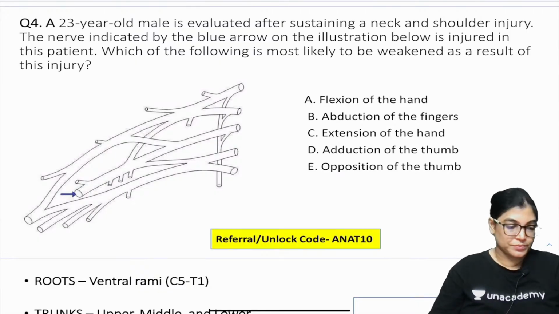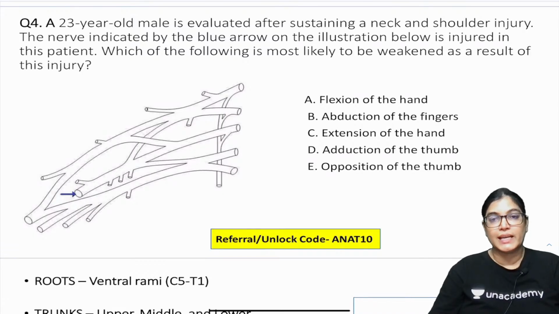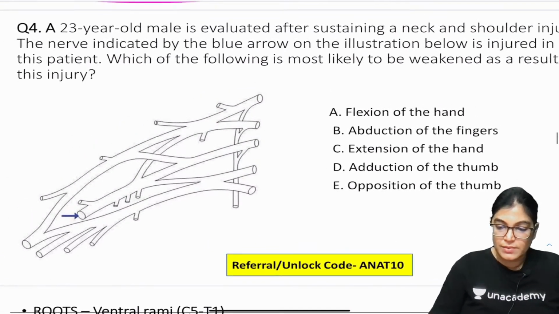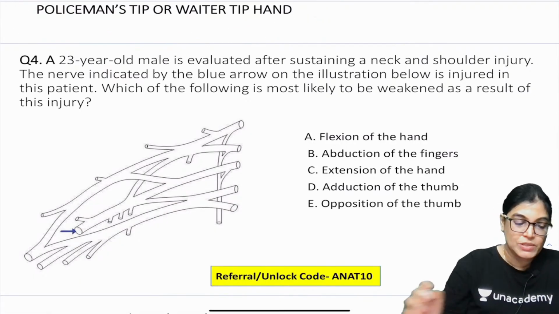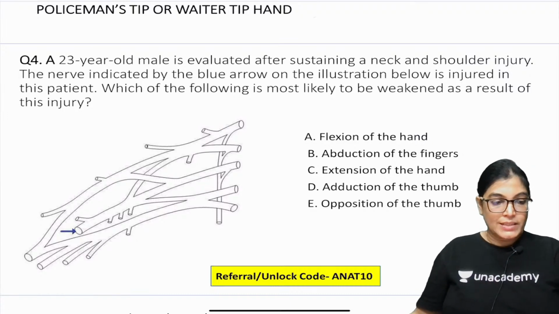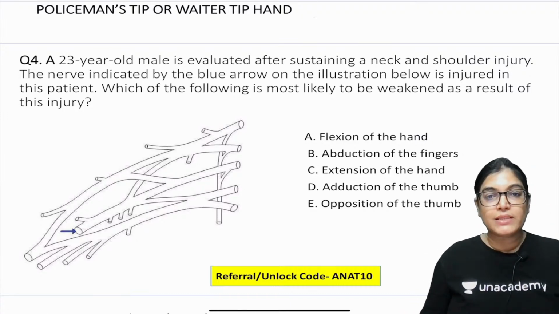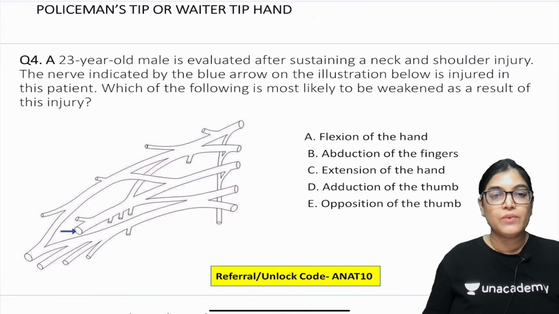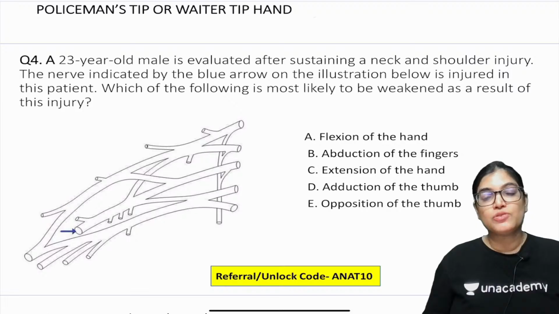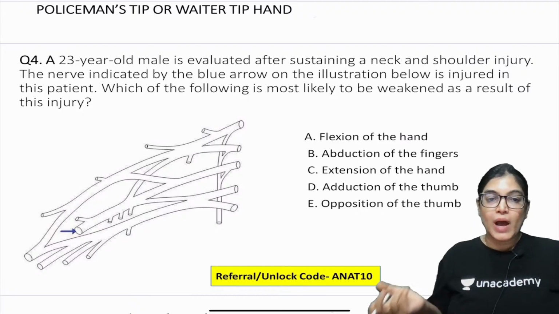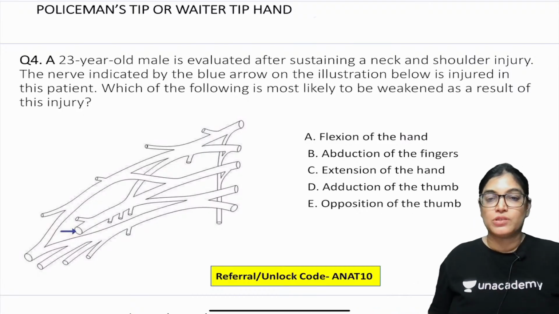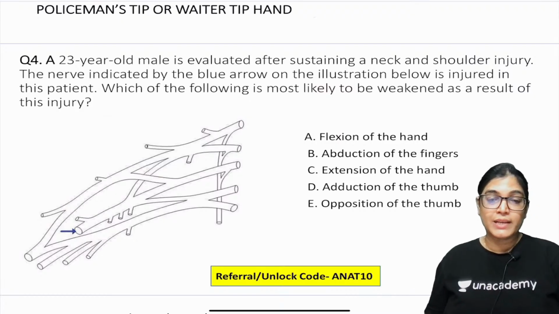Now let's move on to the next, question number 4. Okay, now all of you just concentrate on this MCQ. A 23-year-old male is evaluated after sustaining a neck and shoulder injury. The nerve indicated by the blue arrow on the illustration is injured in this patient. So you have to identify the nerve and tell me which of the following functions is gone.